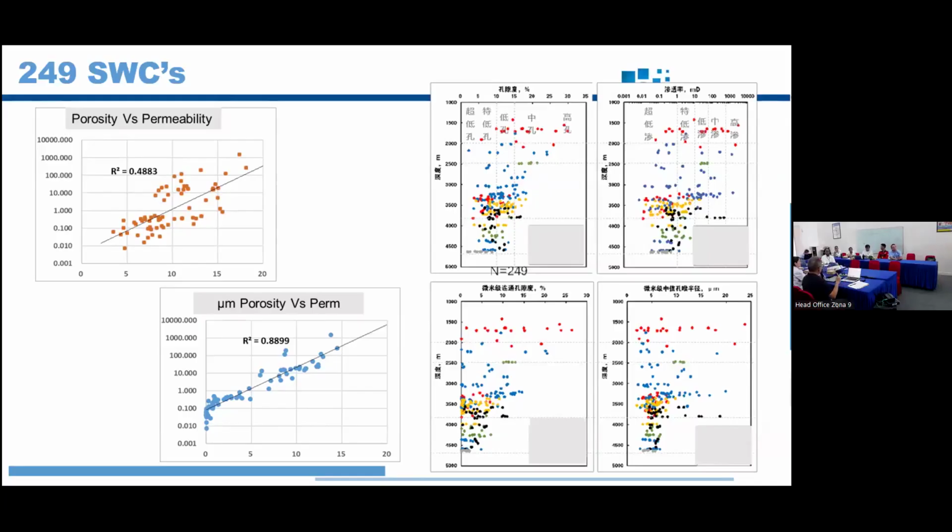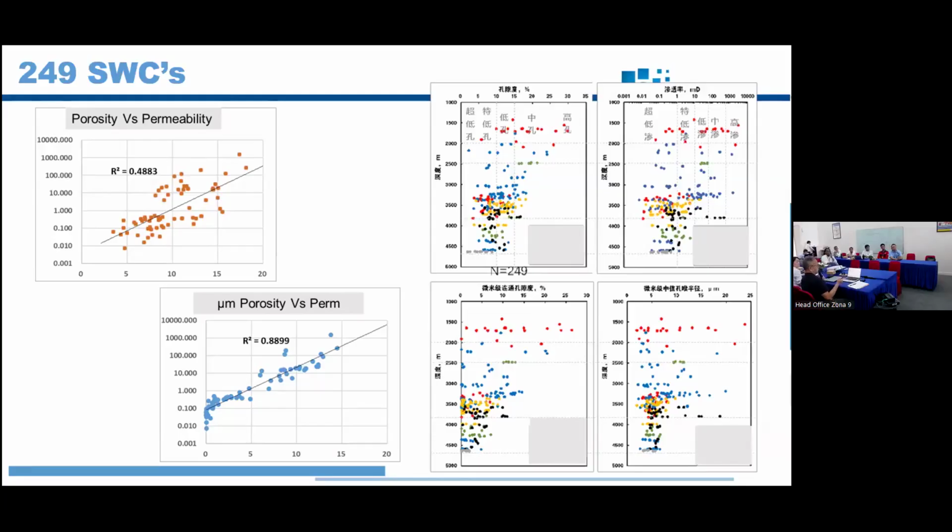The third one is pore throat radius. Basically, the little river to connect all those pores. If you have a wider or bigger pore throat, the better permeability you will have.